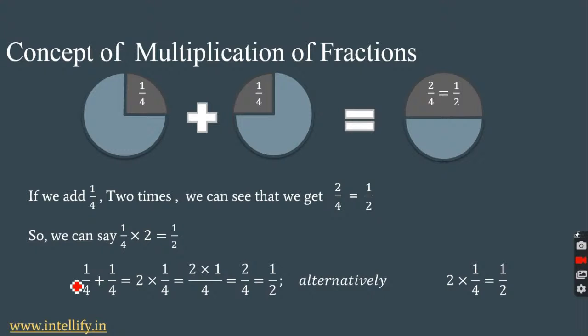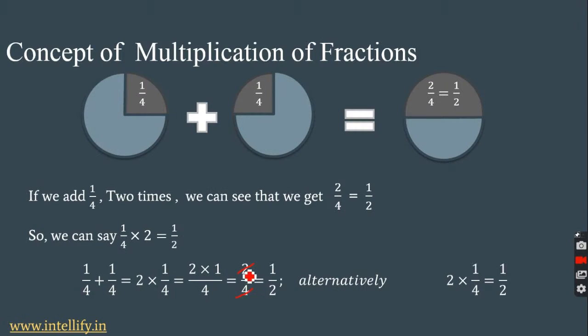Now let's look at the mathematical procedure. 1/4 plus 1/4 can be written as 2 times 1/4. Now over here, the whole number gets multiplied with the numerator. Nothing happens to the denominator. Now we get 2/4. Now we reduce this fraction by dividing the numerator and the denominator by the same value.